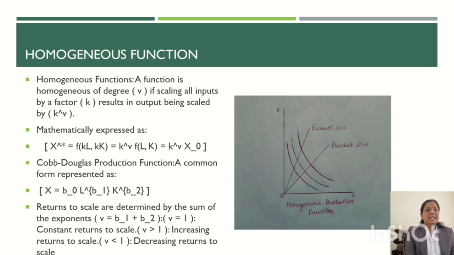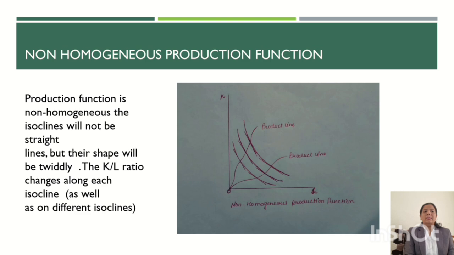So our next slide is non-homogeneous production function. If the production function is non-homogeneous, the isolines will not be straight lines, but their shape will be wiggly. The K and L ratio changes along each isoline as well as on different isolines also.